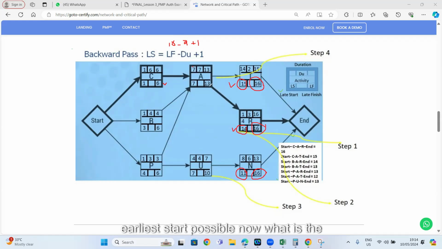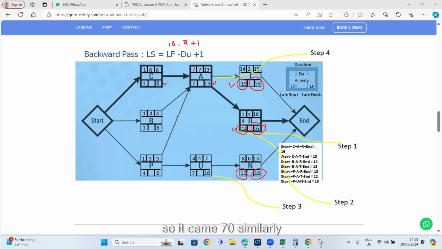Now, what is the late finish possible for activity A? Now we need to choose the smallest between the two which it is dependent on. Now 15 and 14, which one is the smallest? 14 is the smallest. So in the backward pass, we will say it is 13 here, because the very next two activities are 14 and 15, so we choose the smallest one and put 13 here. And then 13 minus 7 is 6, and 6 plus 1 is 7.